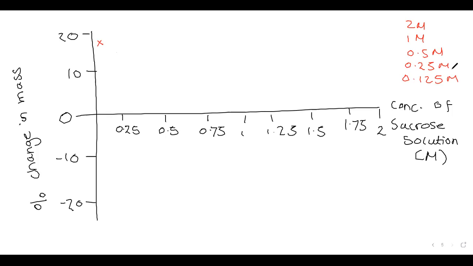Our 0.25 mole, the change in mass was about 2% positive. 0.5 mole, the change was actually about minus 8%, and then our 1 mole was about minus 14, so let's pop that there, and then our 2 mole was basically minus 20, so let's put it on minus 20. Then what you would do is you would draw the curve.